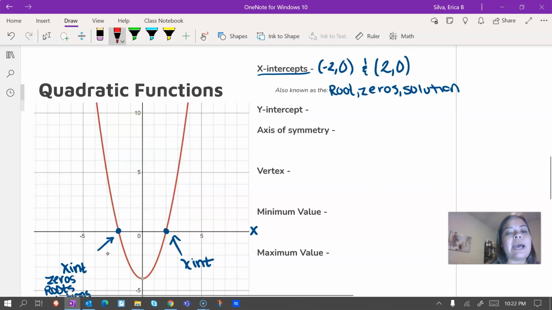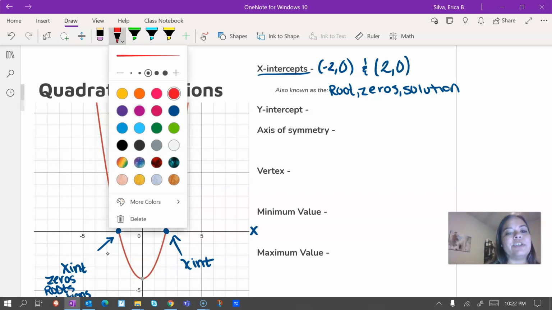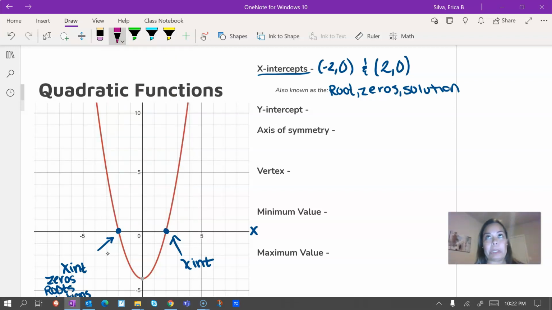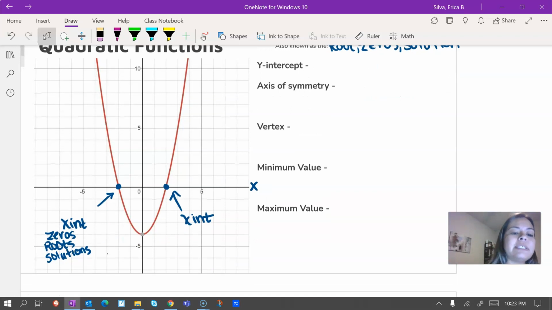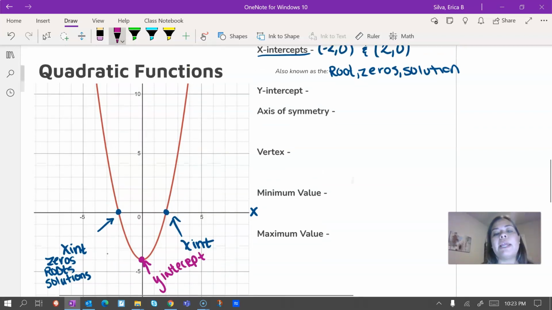Let's now look at the x-intercepts. I'm sorry, we already looked at the x-intercepts. Let's look at the y-intercept. So if we're looking at the y-axis, the point where it intersects is this point right here. We're going to call this the y-intercept. Now that y-intercept has a location of: your x value will be 0 and your y value is -4.